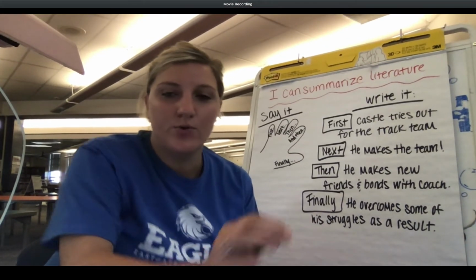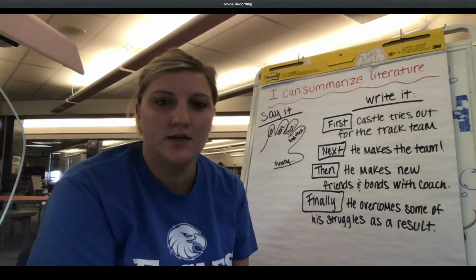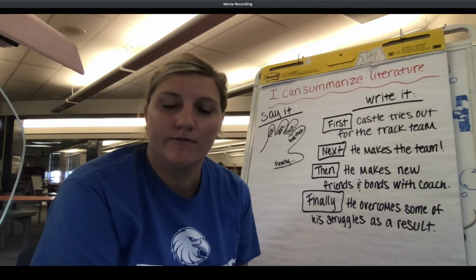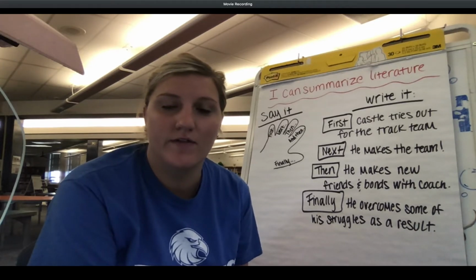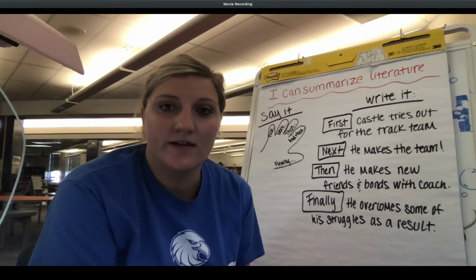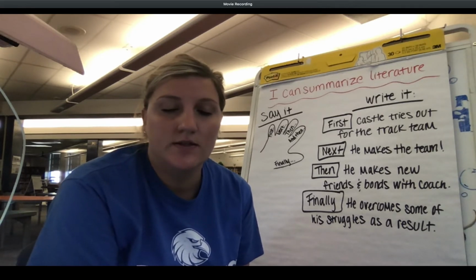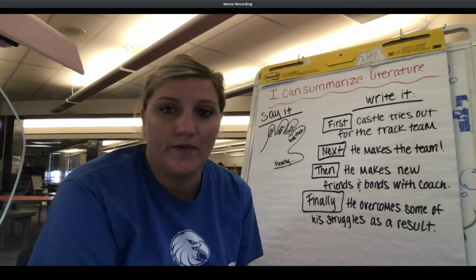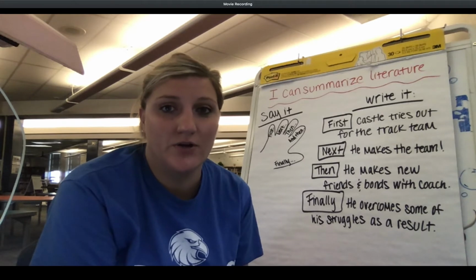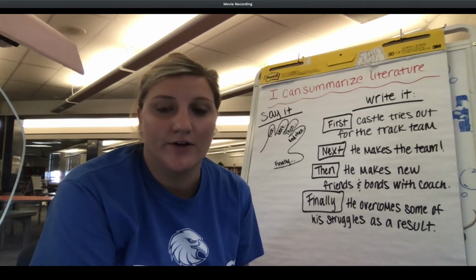So today we are going to work on summarizing. We are going to refer back to the plot of the text we've been reading. I made that plot mountain using the text Ghost, so I'm going to refer back to that plot and actually build a summary off of my plot today. I'm going to show you how to do that strategy. Our learning goal for today is: I can summarize literature.